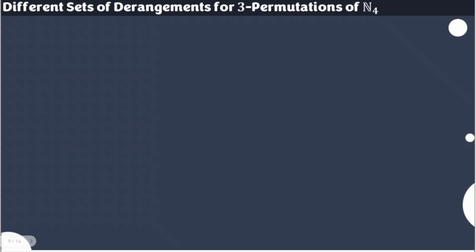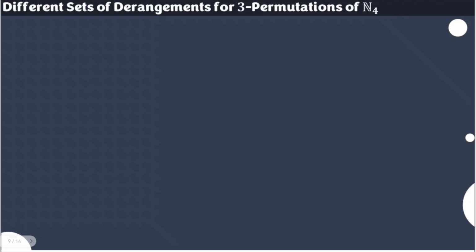Now this time, let's try to identify the number of derangements without listing them systematically for 3 permutations of N4. We are going to solve the number of derangements by first identifying the number of permutations with specific fixed points. So that's why it's called different sets here. I'm going to illustrate all of them for this video.